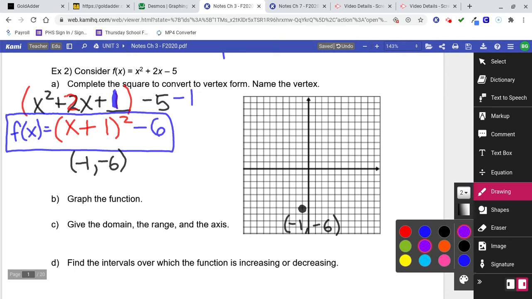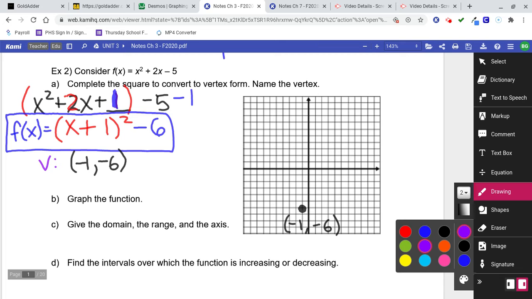But that kind of thing happens in other equations too, like circles. We did circles before, and when we found the center, a lot of people will say, well, it's the opposite. And that's not a very mathematical way of thinking about it, but that'll get you there a lot of the times, okay? So there's your vertex at -1, -6.